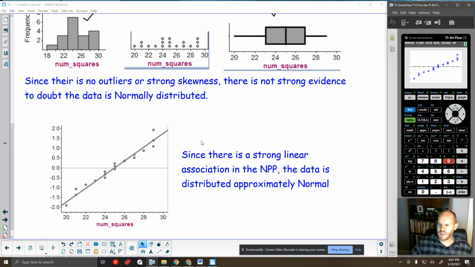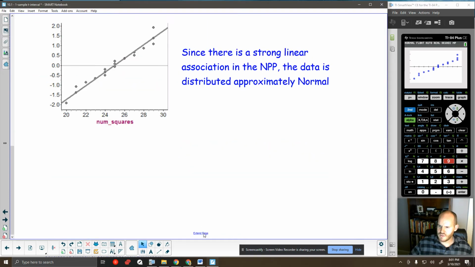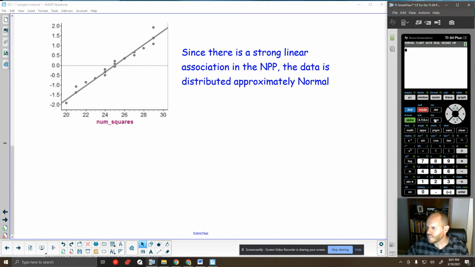So now I want to actually do the construction. Now that the conditions are met, we can construct the interval. I'm going to return to my calculator. I'm going to click on the statistics button, return to tests, and I want to do a t interval.